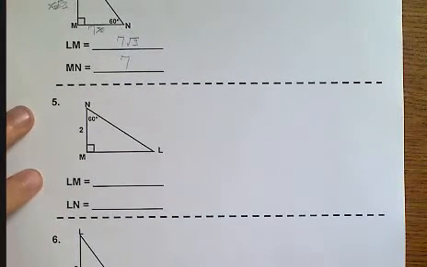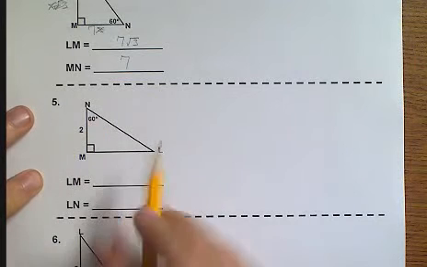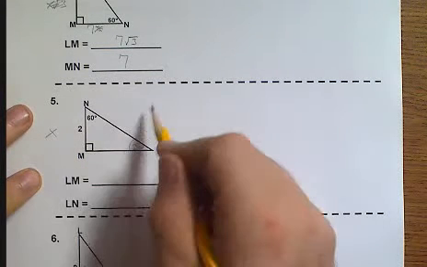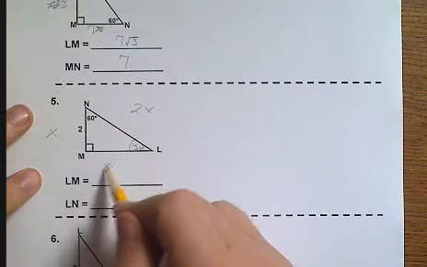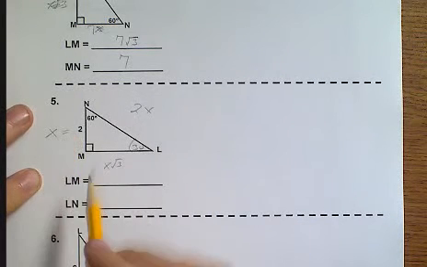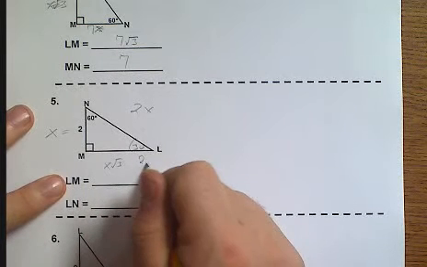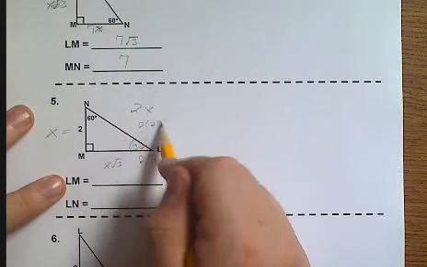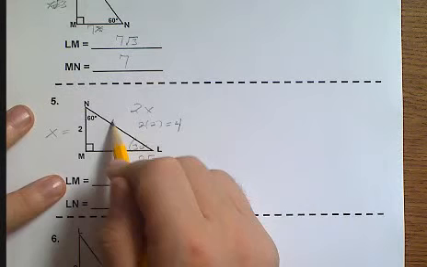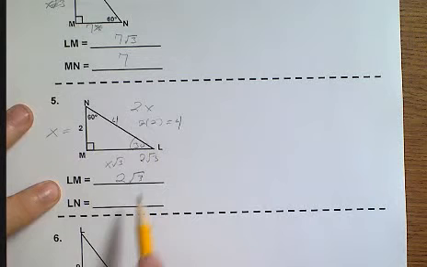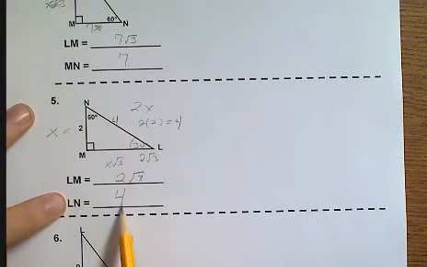Let's go and take a look at example number 5. Alright, that's our 60-degree angle, which means that this is our 30-degree angle. So that means that this is x, this is 2x, and this is x on the square root of 3. So x equals 2, which means that LM is 2 on the square root of 3, and then LN is 2 times 2, which is 4. So LM is 2 on the square root of 3. LN is 4.